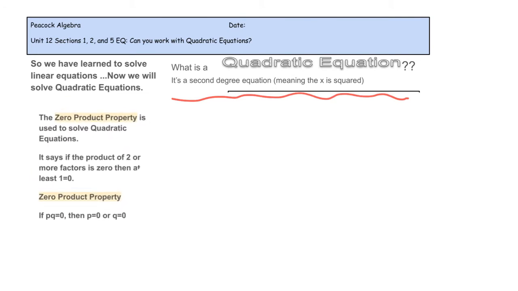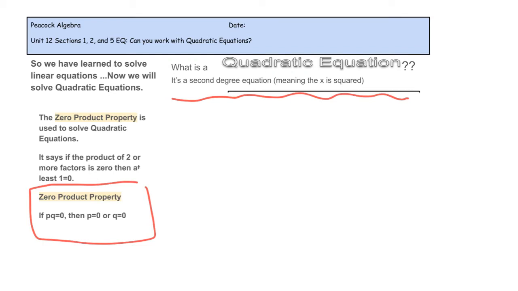Now, the zero product property says that if there's a product of two or more factors and their product is zero, then at least one of the factors is equal to zero. Or if you think back into your logic classes, we would say if P times Q equals zero, then P equals zero or Q equals zero. So one of the terms must equal zero.